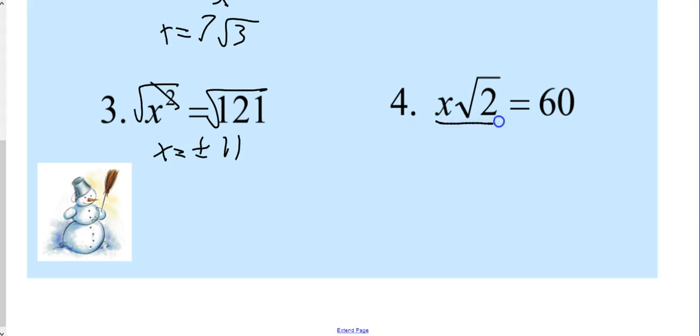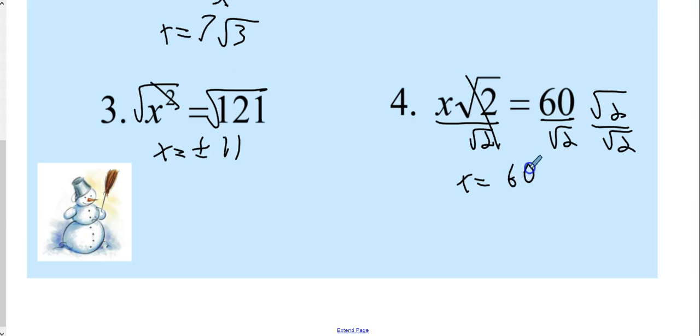The last one here, going to divide by radical 2 and it cancels. Divide by radical 2 here. Got to get rid of it. So I end up with 60 times radical 2 all over 2. Also known as the square root of 4. Well, then this is going to simplify, reduce to 30 times radical 2. And there you go. That's it.